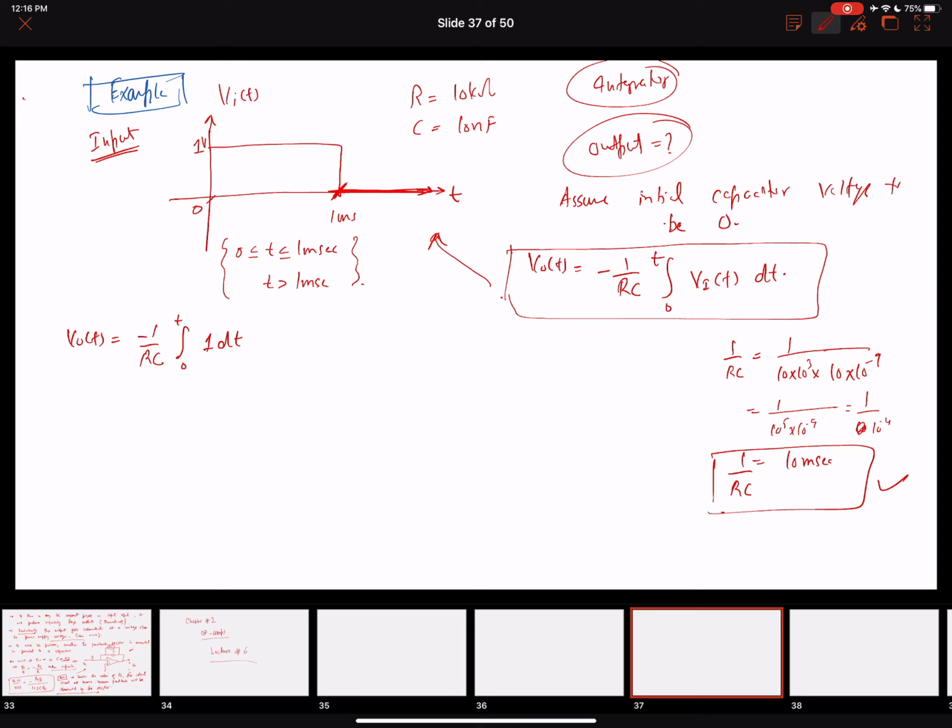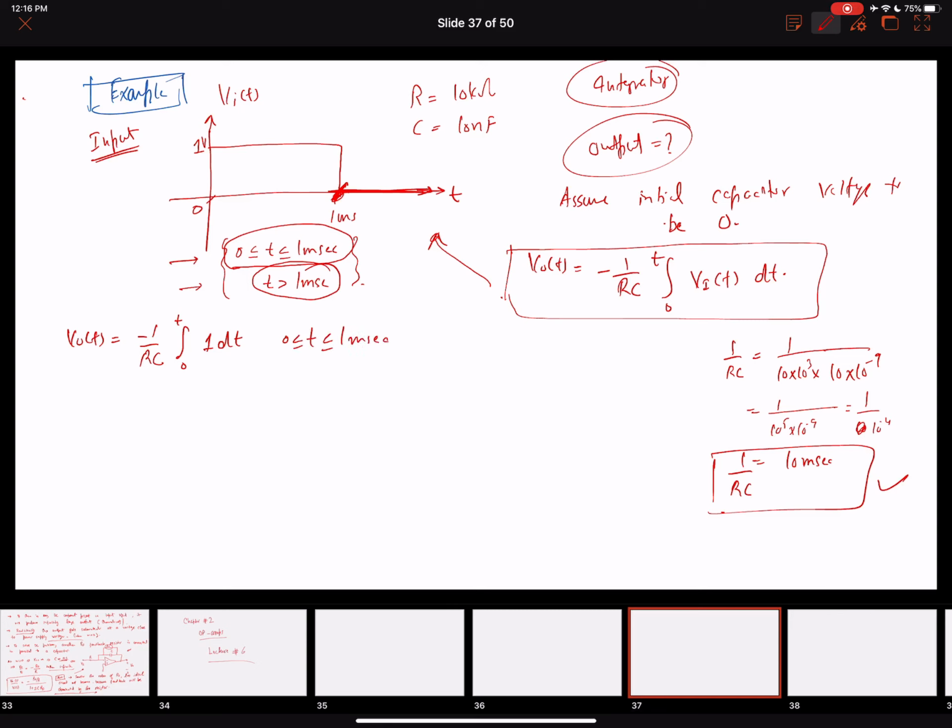We saw that our input can be divided into two different time divisions: when t is between 0 and 1 millisecond, and when t is greater than 1 millisecond. When t was between 0 and 1 millisecond, the integral from 0 to t will be equal to t. And this will become minus 10 t between 0 and 1 millisecond.